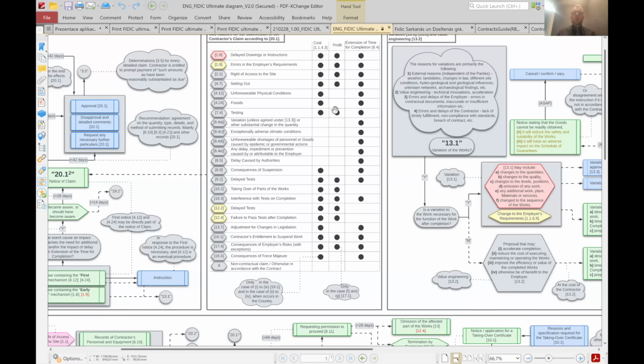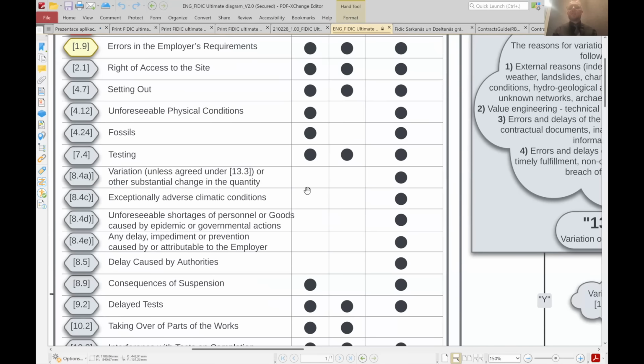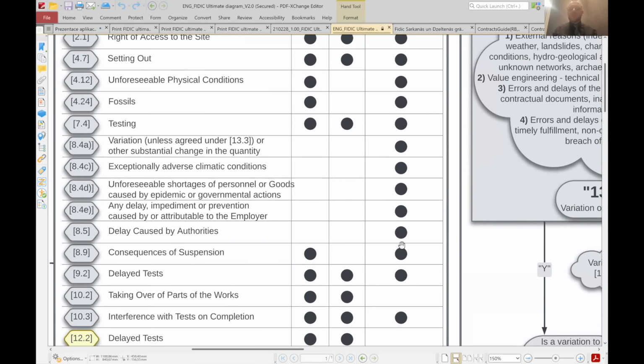When we are talking about cost, profit, and time, that's what the bubbles are for, okay? So you can see that there are subclauses which have 3 bubbles. That means that these are the subclauses where the contract is providing the contractor a tool for claiming the cost, profit, and even the extension of time. When there are fewer bubbles, for example, in subclause 8.4, that means that the contractor cannot actually claim any additional cost or any additional profit. He can just claim time, okay?